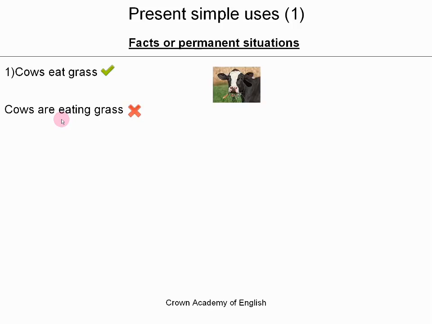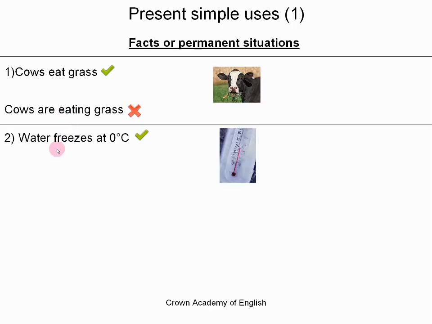Another example: water freezes at 0 degrees centigrade. It's a fact. It always happens. When water gets to 0 degrees centigrade, it freezes. So we use the present simple. We do not say water is freezing at 0 degrees centigrade. That is grammatically correct, but the meaning is wrong, because this is a fact, and we mean to say that water always freezes at 0 degrees centigrade, so we use the present simple.